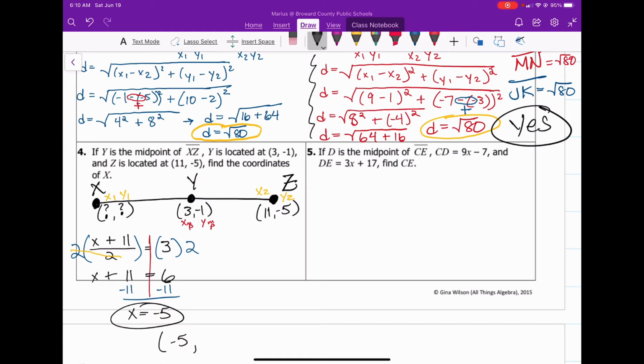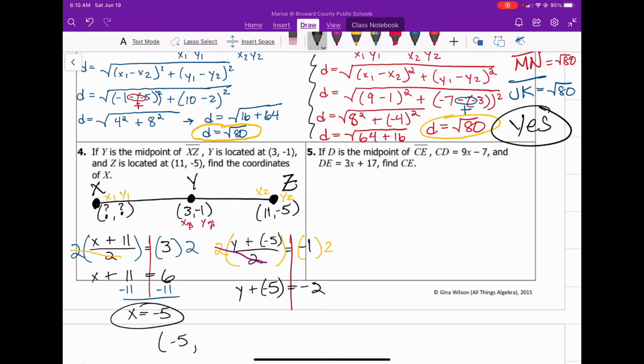Now we got to solve our other equation. Our other equation, we said we were going to do y plus -5, all that divided by 2 equals -1. So once again, first thing we're going to do is multiply both sides by 2. So what happens here, the 2's cancel out, and we're left with y plus -5 equals -2.